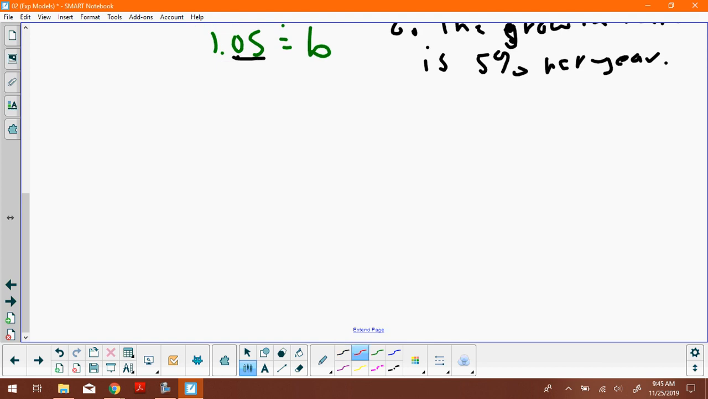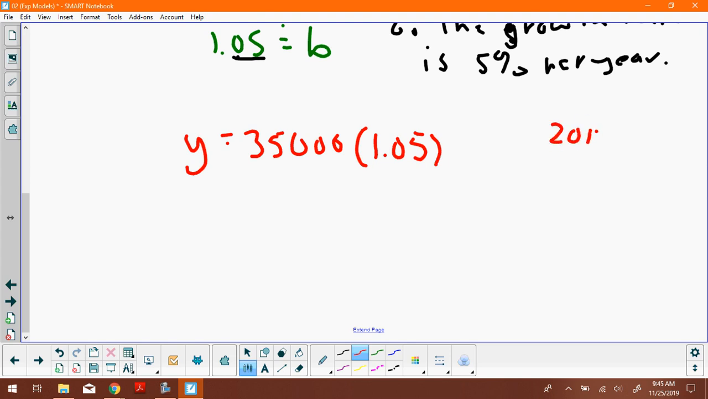So let's write out our equation again. I have y equals my initial value, which is 35,000, times my growth rate, 1.05, to the power of... for the year 2015, how many years later is that than my initial population? 2015 take away 1980, that's 35. So 35 years after 1980 is where we're going. And now it's just a matter of running that through your calculator.